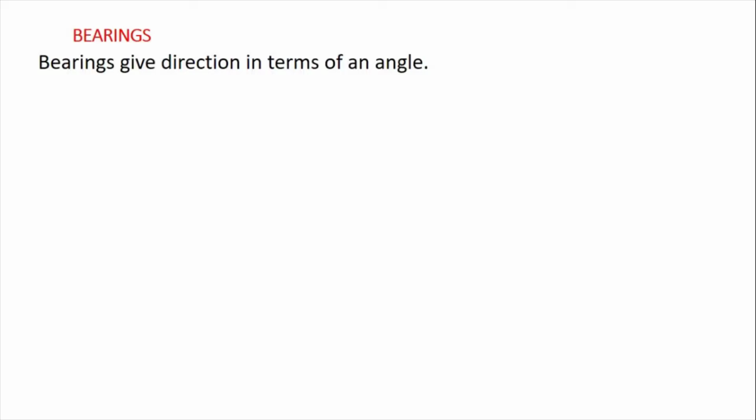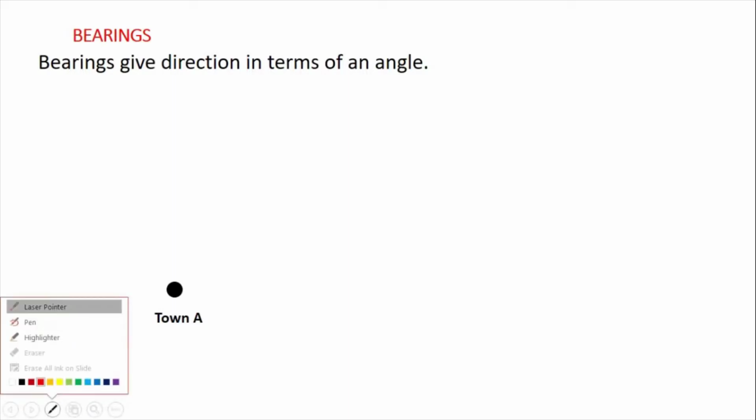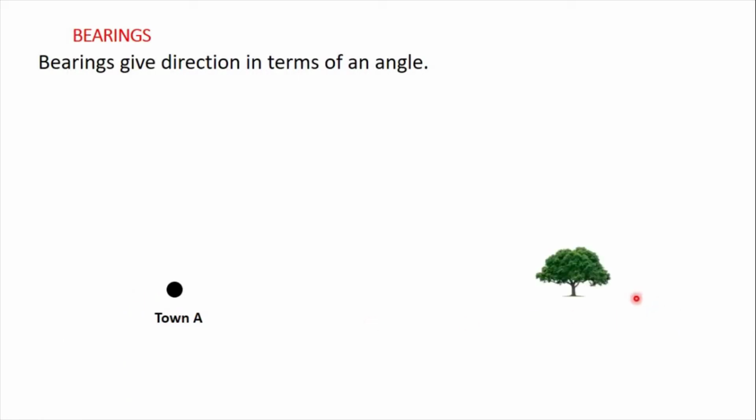Now this is what I'm talking about. Let's say that we have this town here called town A, and we are going to represent town A with this circle. There is a tree here, and there's another town here called town B. Now, we are going to call this man here Mr. Kofi. He's at town A, and he wants direction to town B. Since he's already walking in the direction of the tree, if he asks you for directions to town B, what will you tell him? You might probably tell him to walk straight to the tree.